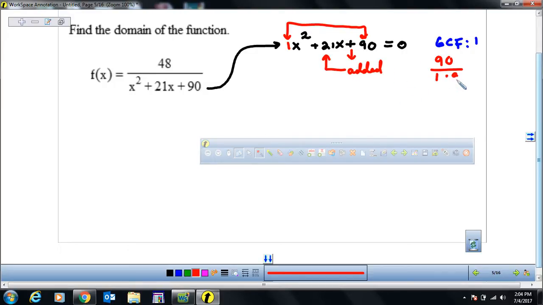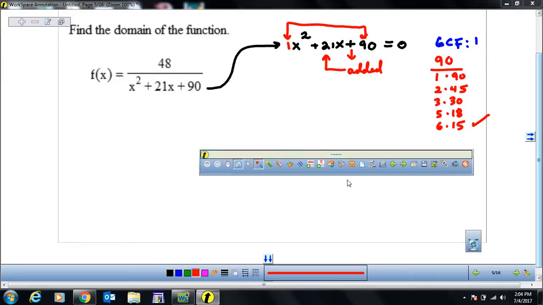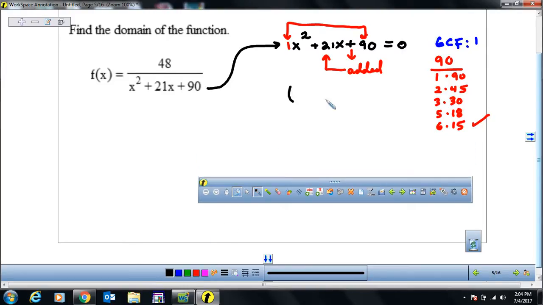So 1 and 90 doesn't work. 2 and 45 when added they don't give me 21. 3 and 30 when added they don't give me 21. 5 and 18 when added they don't give me 21. 6 times 15 is 90, and 6 plus 15 gives me 21. So these are the correct factors for this trinomial. So we're going to have x and x on each one of them, and then we're going to have the factors, which are 6 and 15. And they need to add to positive 21, so in this case both of them need to be positive.